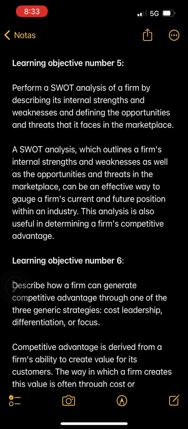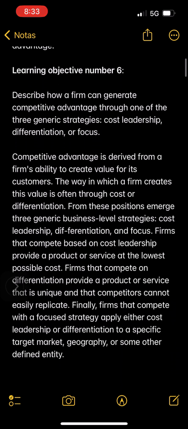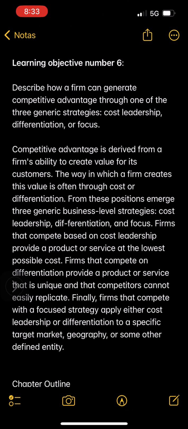Learning objective number 6. Describe how a firm can generate competitive advantage through one of the 3 generic strategies: cost leadership, differentiation, or focus. Competitive advantage is derived from a firm's ability to create value for its customers. The way in which a firm creates this value is often through cost or differentiation. From these positions emerge 3 generic business level strategies: cost leadership, differentiation, and focus.